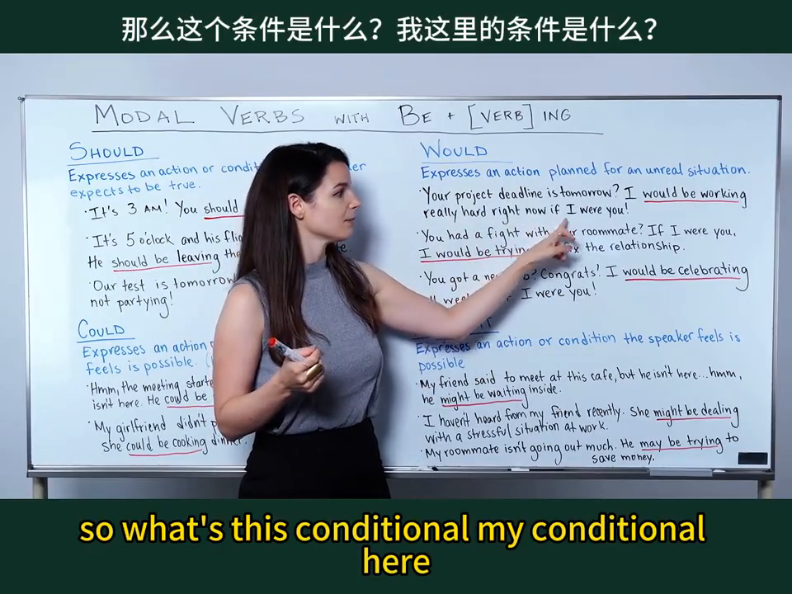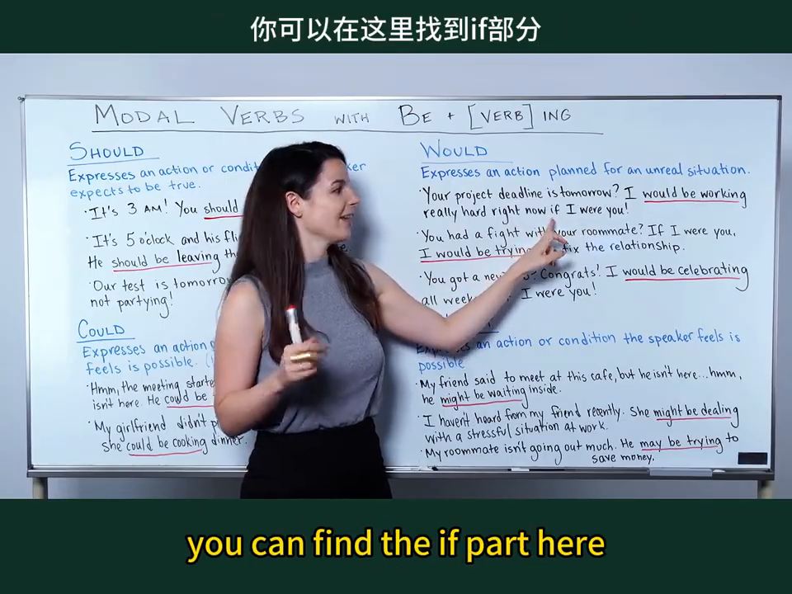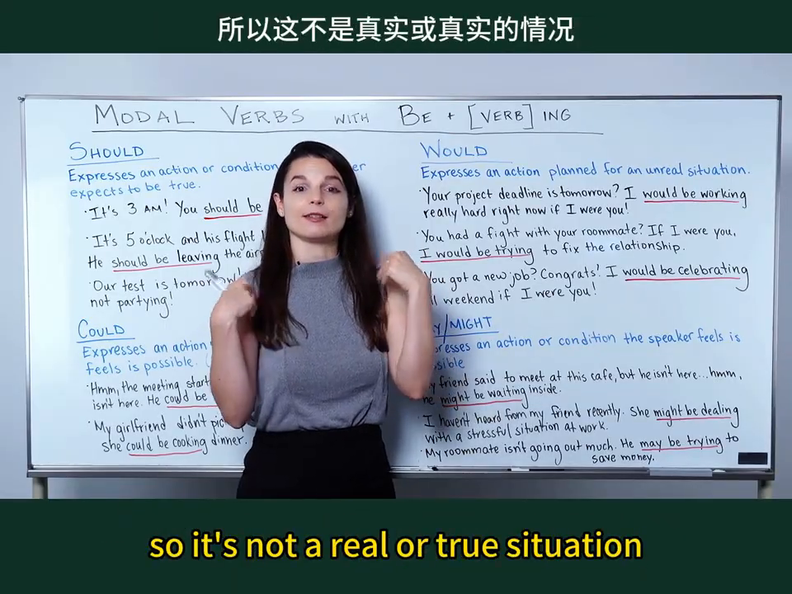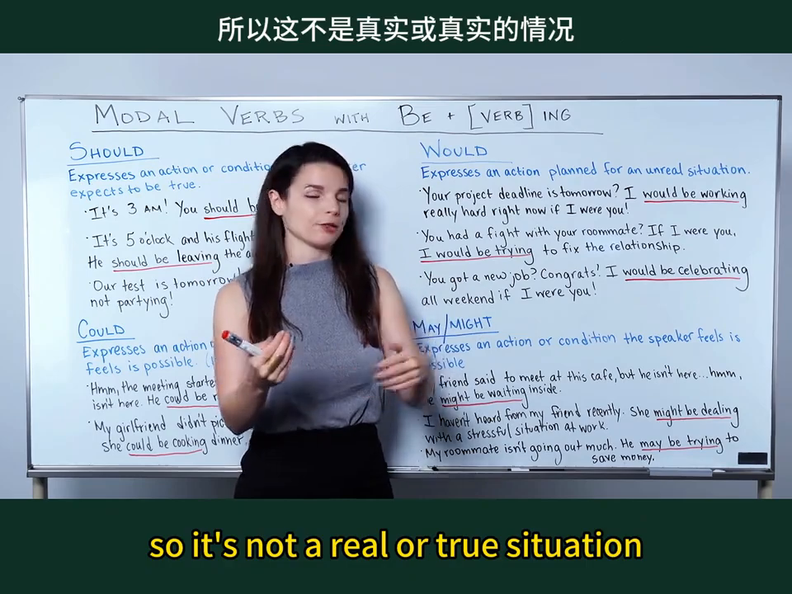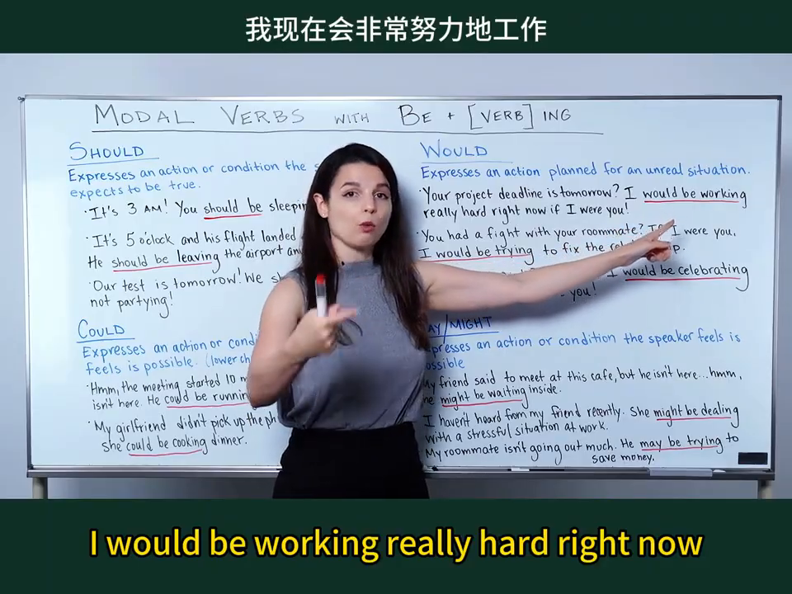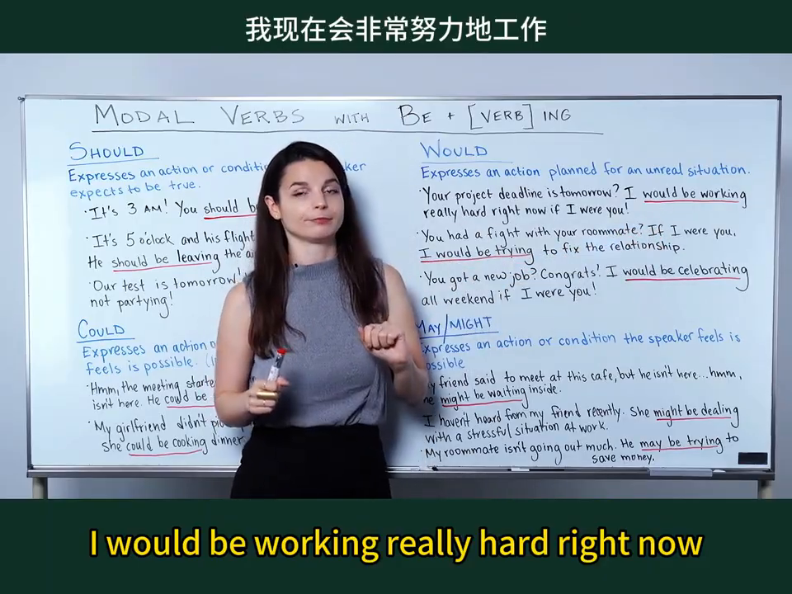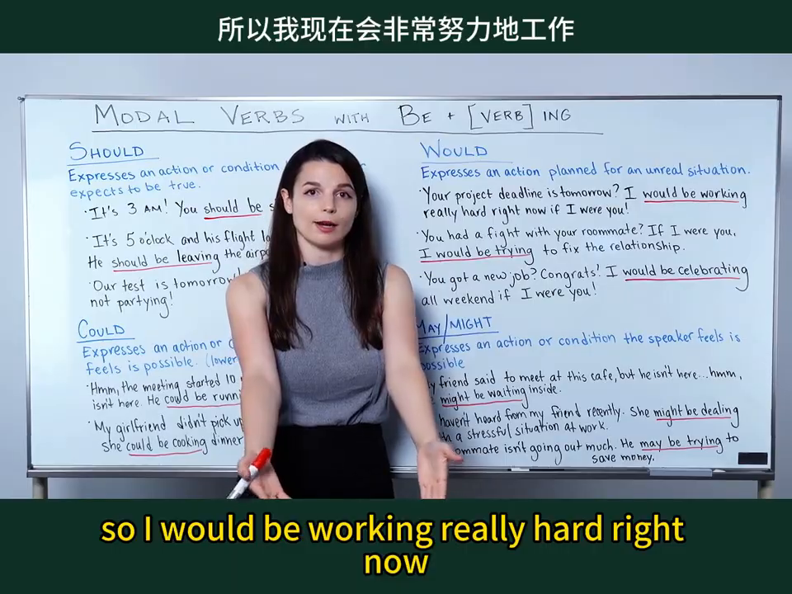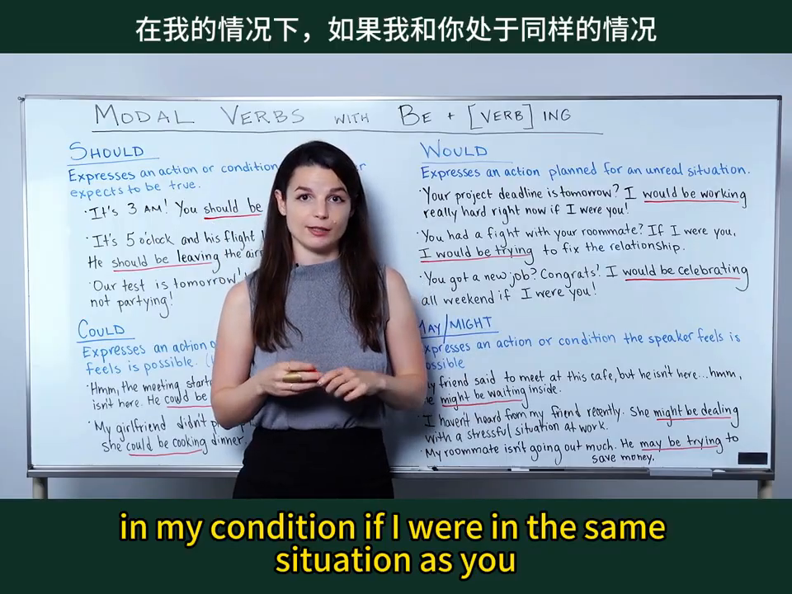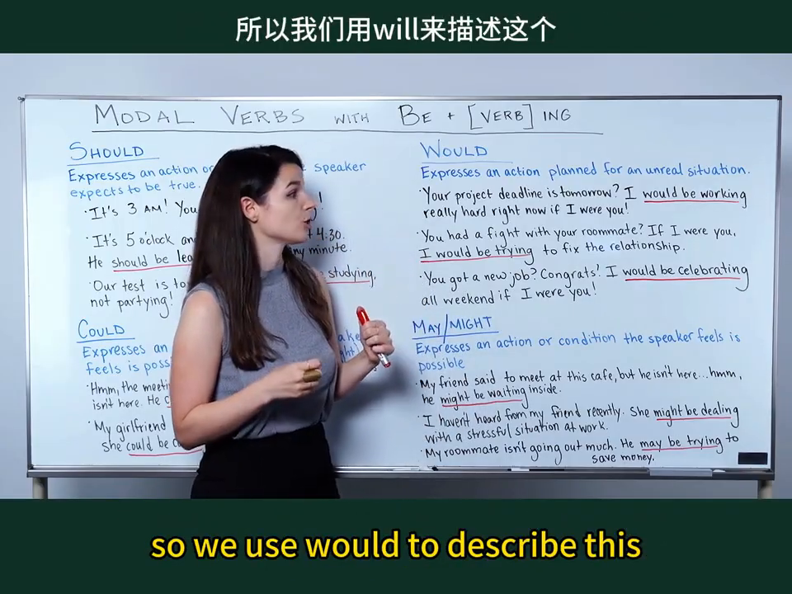My conditional here, you can find the if part here. If I were you, so obviously I am not you, right? So it's not a real or true situation. If I were you, I would be working really hard right now. So I would be working really hard right now in my condition if I were in the same situation as you. So we use would to describe this.